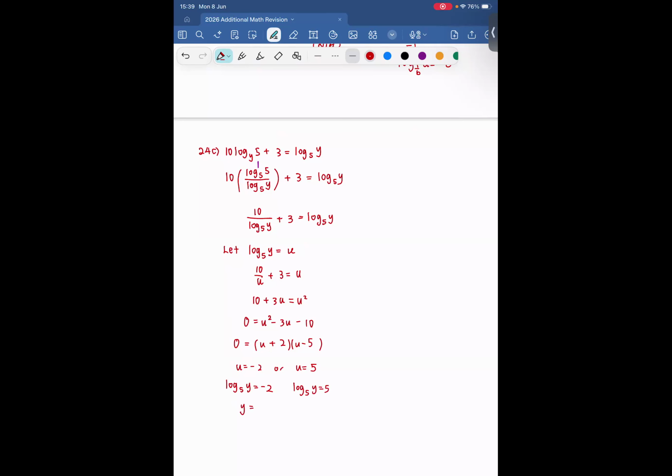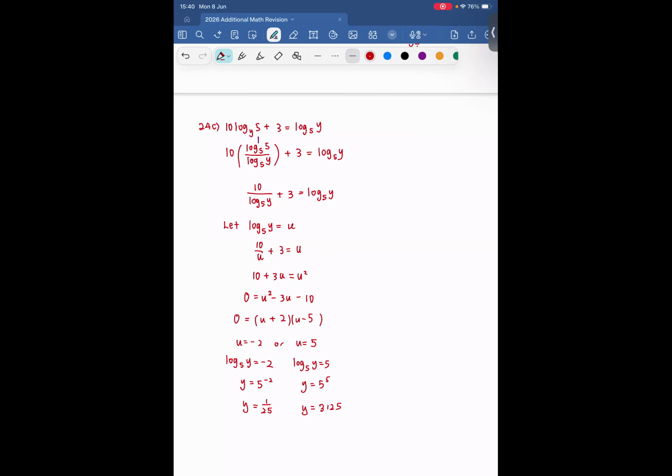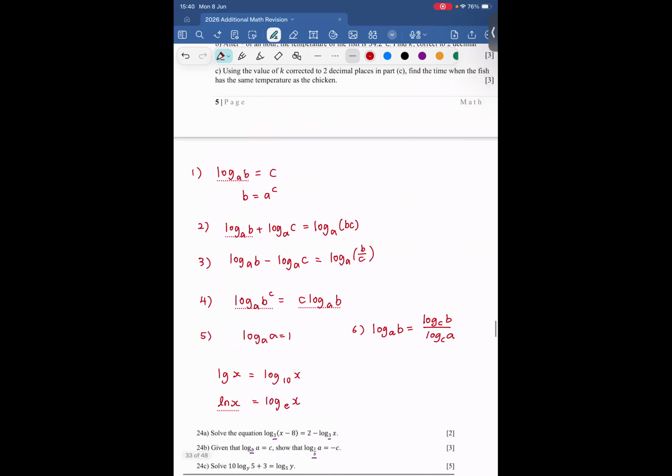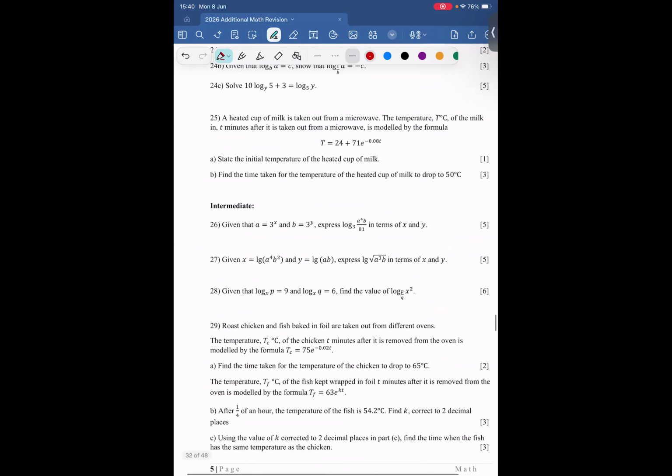So use the most important formula. 5, 25, 125, 625, 3125. Okay, next, 25. So 25 is your application question.